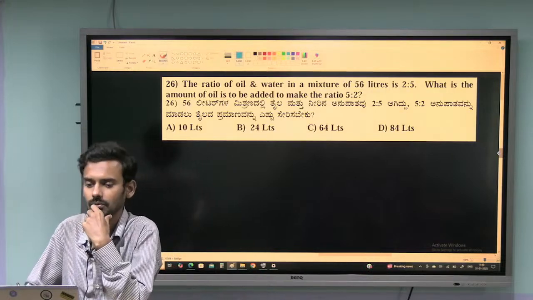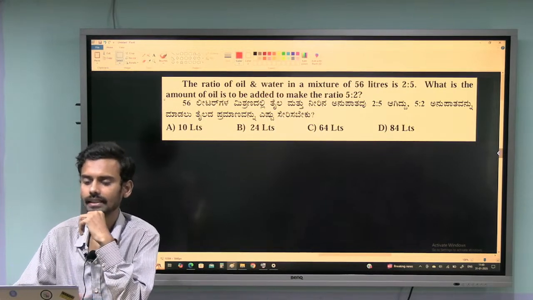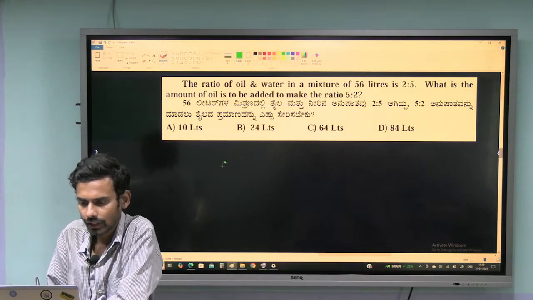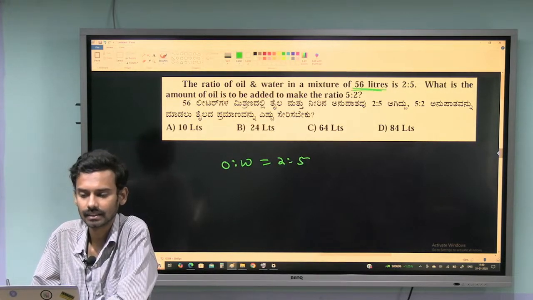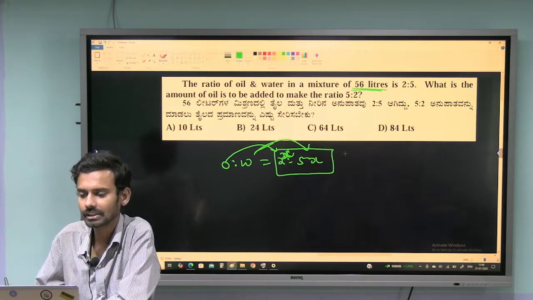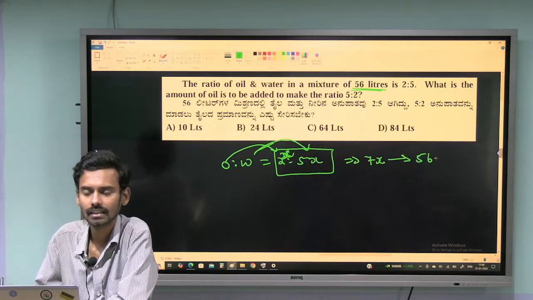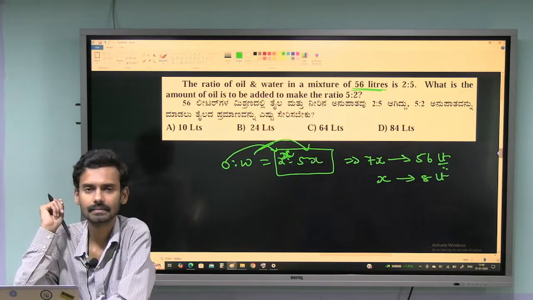Okay. Even this question is there, right? The ratio of oil and water in the mixture of 56 liters is 2:5. So the oil to water ratio is given to me as 2:5 and the total is given to me as 56 liters. So oil is 2x and water is 5x. So can I say the total mixture is 7x? And according to the question, 7x value is given to me as 56 liters. So what will be the value of 1x? 1x value will be 8 liters.